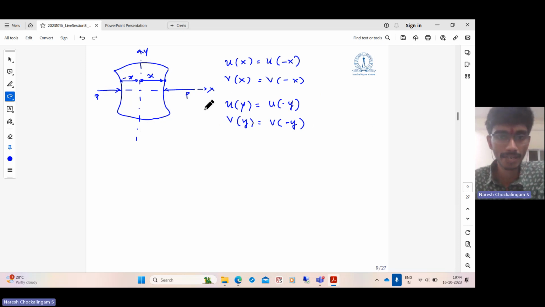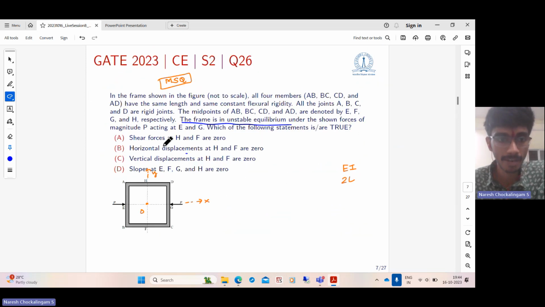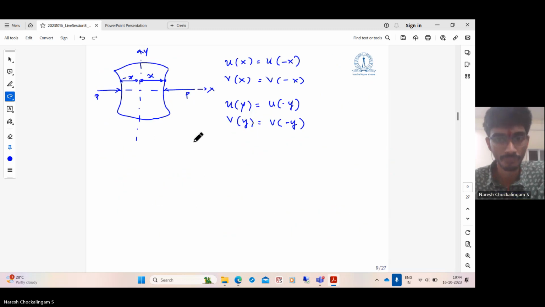What is the next thing we need to look at? They are asking whether the shear forces at H and F are 0. Now let us see what is the expression for shear force at this point. So consider the member AD, and these are EF, GH. So this is bending in the vertical direction.